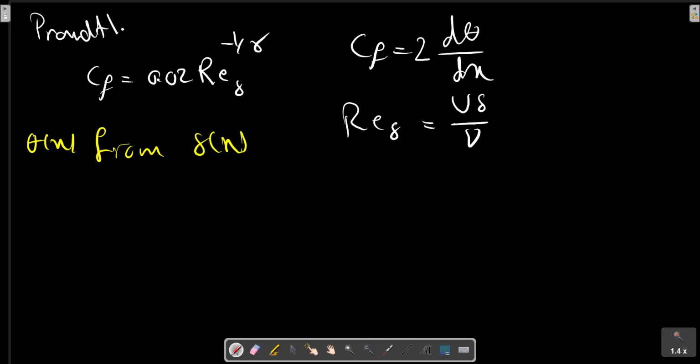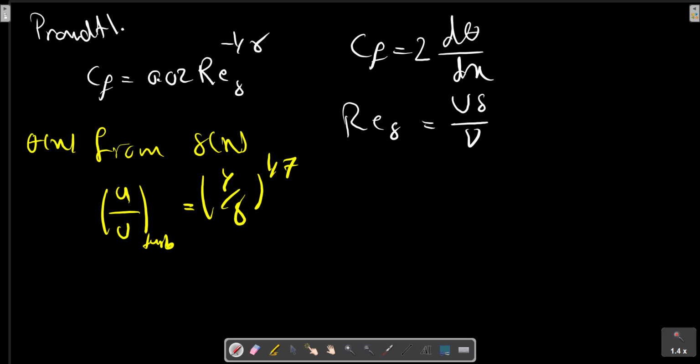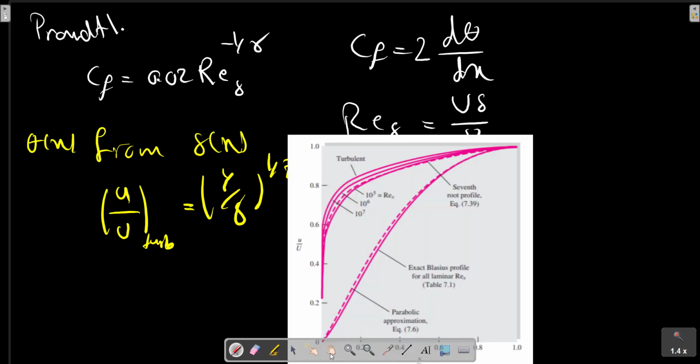Instead, we follow another suggestion of Prandtl, who pointed out that the turbulent profiles provided in the previous figure for the Blasius equation can be approximated by a 1/7 power law, which is the non-dimensional velocity for the turbulence case equal to y on delta to the 1/7.